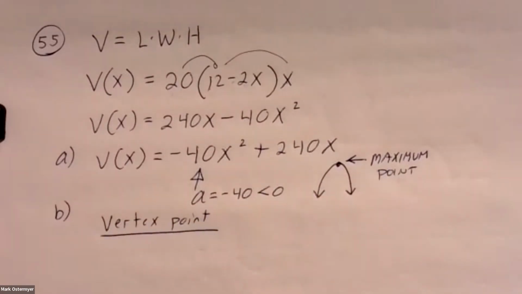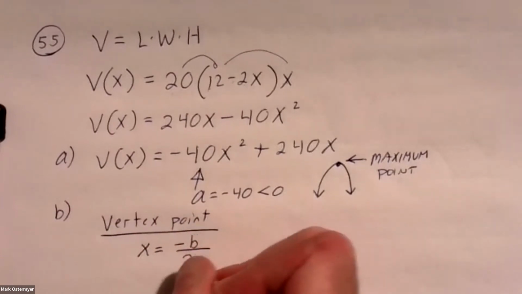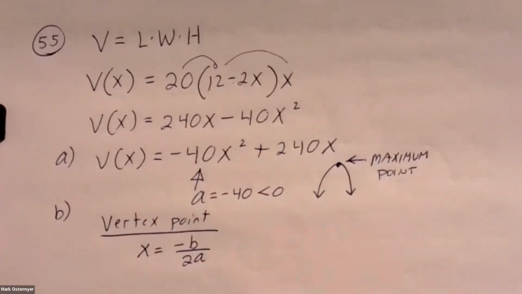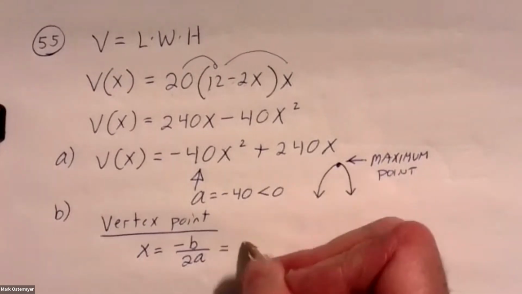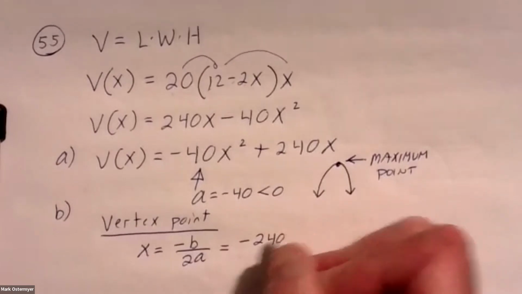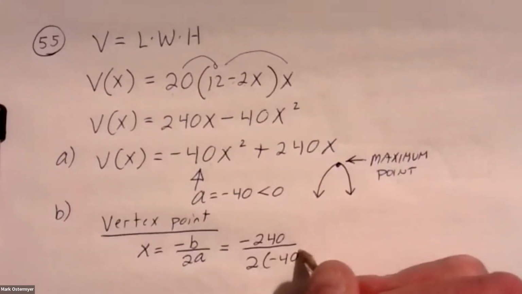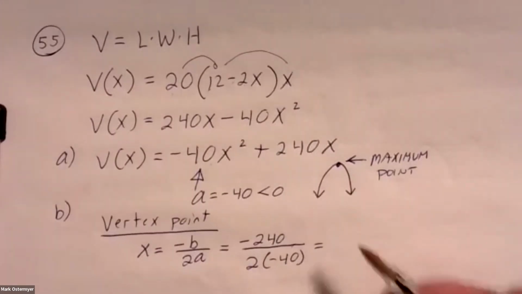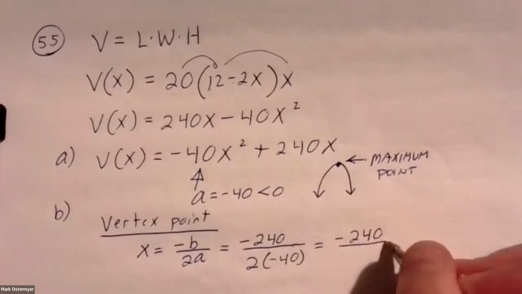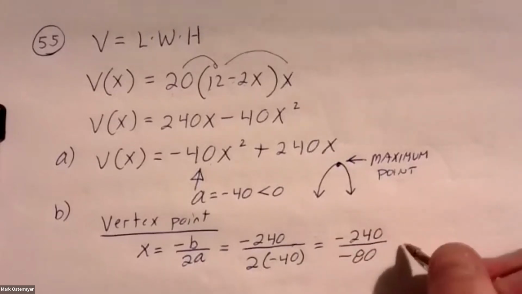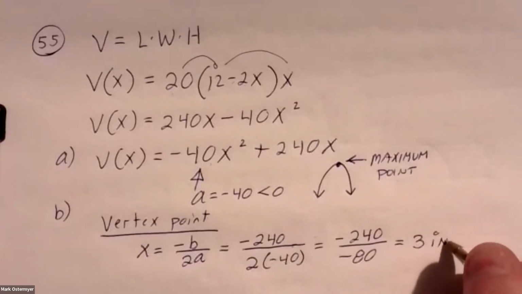Since our quadratic function's in general form, the X coordinate of the vertex point can easily be found by using this formula here, negative B over 2A. My B is the linear coefficient, which is 240. So I have the opposite of 240 divided by 2 times the leading coefficient of negative 40. This will be the X coordinate of my vertex point. And so it's going to be negative 240 divided by negative 80, which gives me 3. So 3 inches would be the dimension of X.